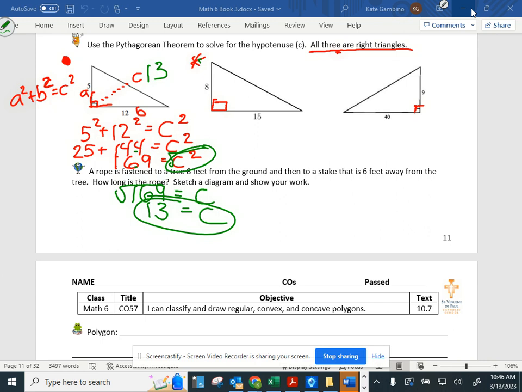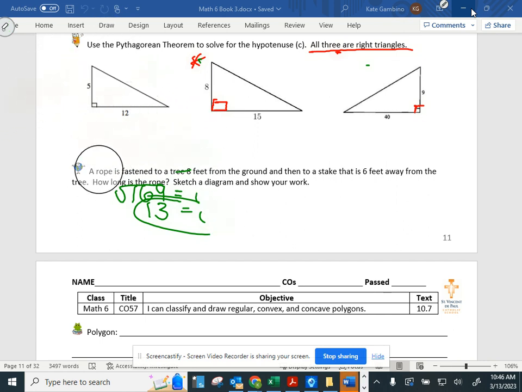You are going to do the last two on your own, solving for our missing side. On this, we have just the C's as the missing lengths. Sometimes you will have the C and an A or B, and you have to solve for A or B. That's when we do our opposite operations to get that variable by itself. We don't have to do that today, but that is coming. You will have to do that.